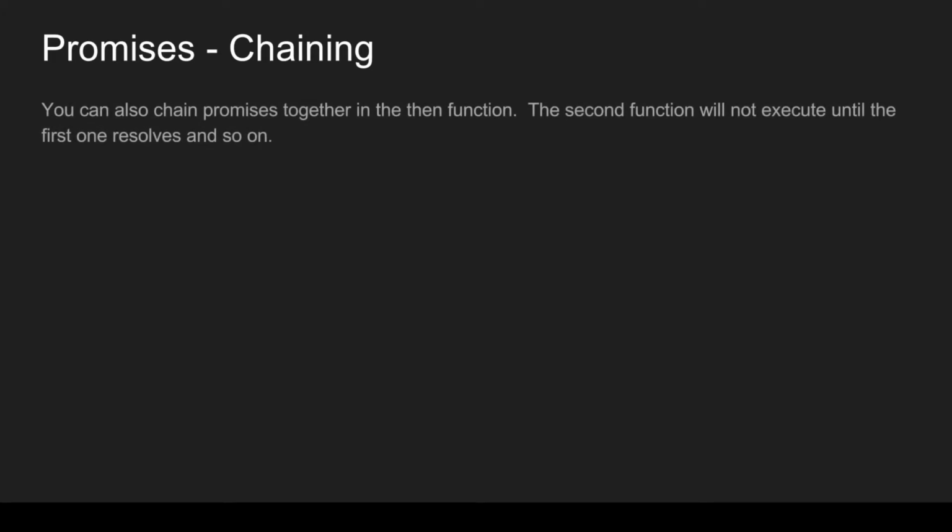All right, so now we have promise chaining. So we can also chain promises together in the then callbacks, so that the second function will not execute until the first one resolves, and so on. So you could technically chain as many promises as you want together. So for this example, we're going to open the source promises chaining.js file and take a couple minutes to try and figure out what order the console.logs will execute. So you should now pause the video and take a couple minutes to look at that file and try and figure out what order the console.logs will execute.